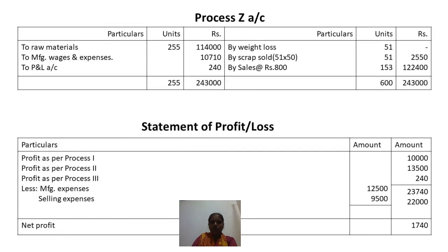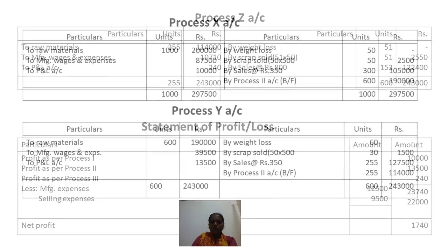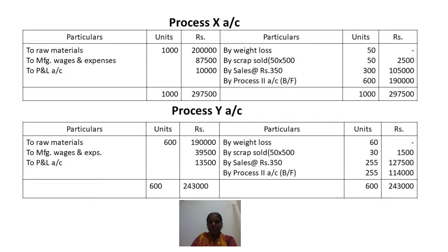Then we have to find out the sales. How many units are they transferring? Already we have raw materials of 1,000 units. From the 1,000 we have to deduct normal loss, that is 50, and scrap 50. So from 1,000, 100 is gone, left out is 900.